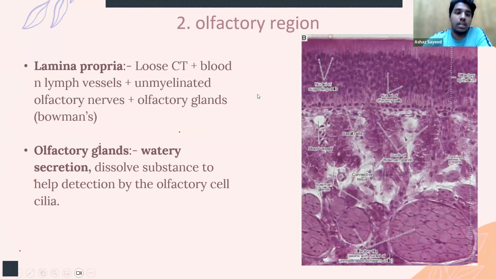The lamina propria. Again, it's the same thing: loose connective tissue, blood vessels, olfactory nerves, and you have your olfactory glands, known as the Bowman's glands. They produce a watery substance which helps detection by the olfactory cell cilia. So basically, the olfactory glands' work is similar to supportive cells. Just know that.